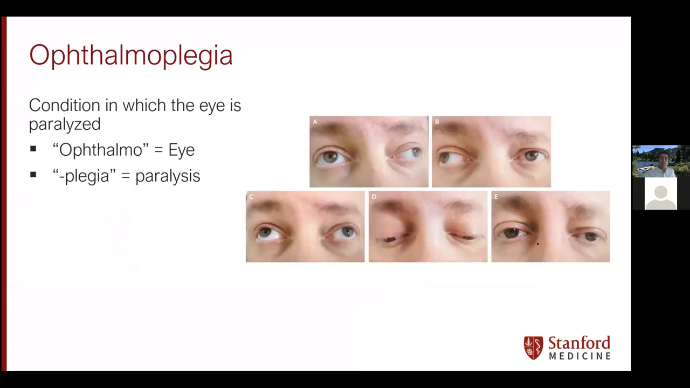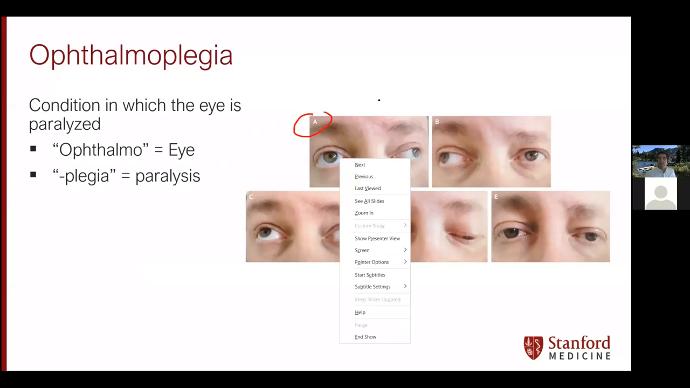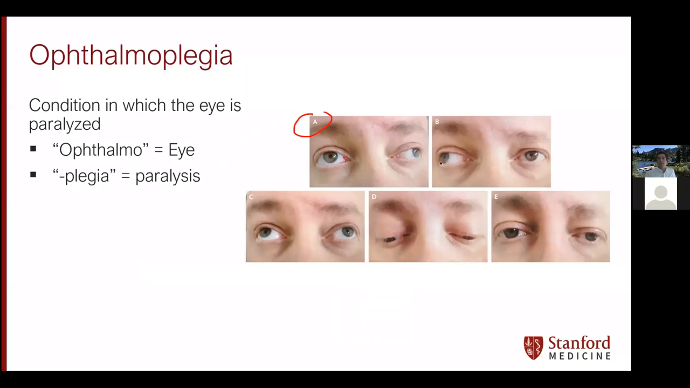And so internuclear ophthalmoplegia is a condition where you have problems with adduction of the eye. So what you can see in panel A is as he's trying to look left here, this eye is not adducting correctly. And then when he's trying to look to the right, this eye is not adducting correctly. Okay. So that's internuclear ophthalmoplegia. You can also have ophthalmoplegia of just one eye, and that's most commonly caused by the nerves immediately at that eye being affected or severe inflammation in that eye.